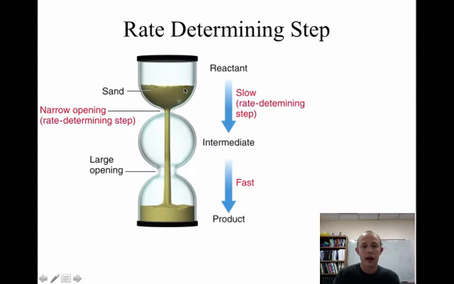This makes sense, right? An analogy that we can use is sand funneling down through an hourglass. If you have a small constriction, that's going to make the sand come out slowly. Lower down, we can have a big constriction after the slow step. That's not going to affect the overall rate of sand coming through this thing at all, right? So the rate of sand coming down this hourglass is just going to depend on the slow rate determining step.